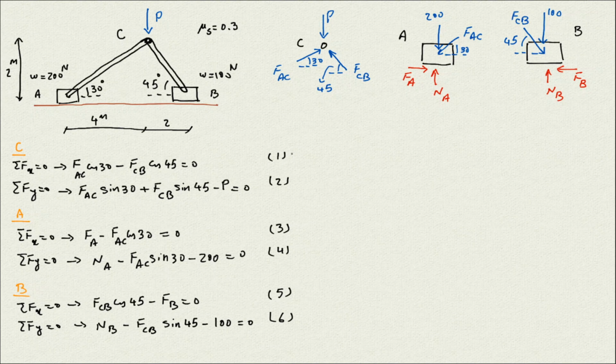First of all, if you look at how many unknowns we have, we have 2 unknowns here, FA and NA, and 2 unknowns here. Then we have FAC and FCB, 2 also here, so 6, and also the P. So in total we have 7 unknowns, but we have only 6 equations. And we don't know whether A is going to start to move or B is going to start to move. So we'll do that for case 1.